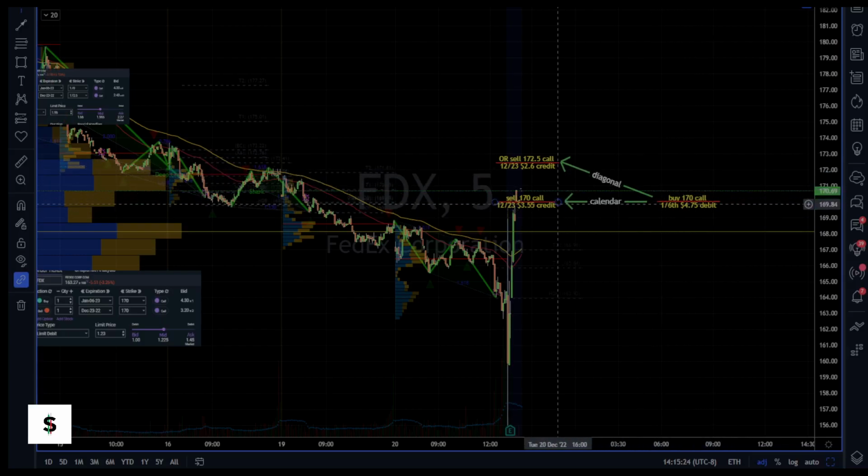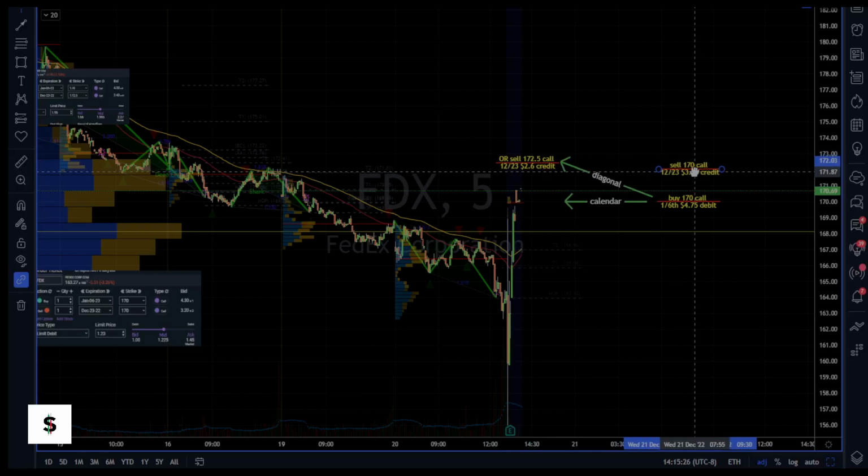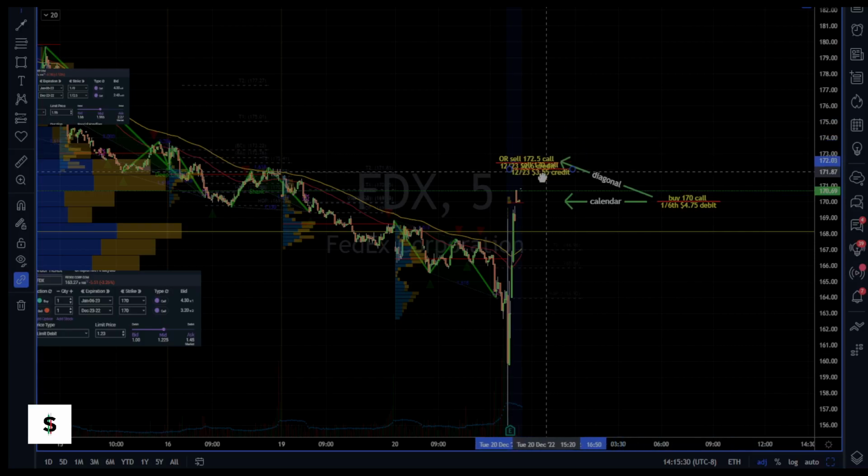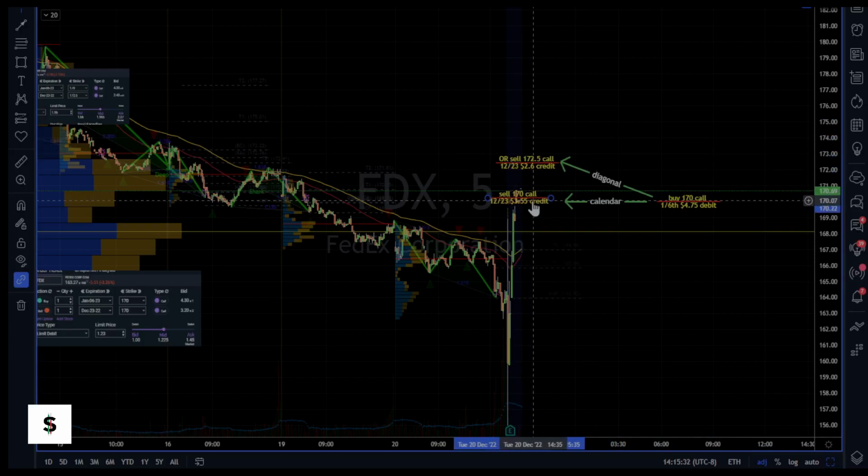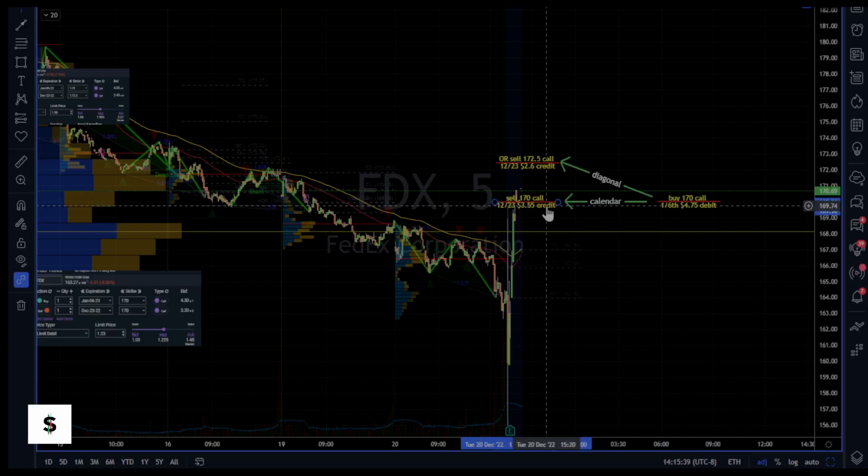So how do you turn a spread from being a vertical spread into a calendar spread? You simply, instead of selling it in the same time frame, you sell it out here. So you buy the 170, you sell the 170, and that would be a calendar spread. Now, this one would be difficult to manage tomorrow. Why? Because price is already at it.